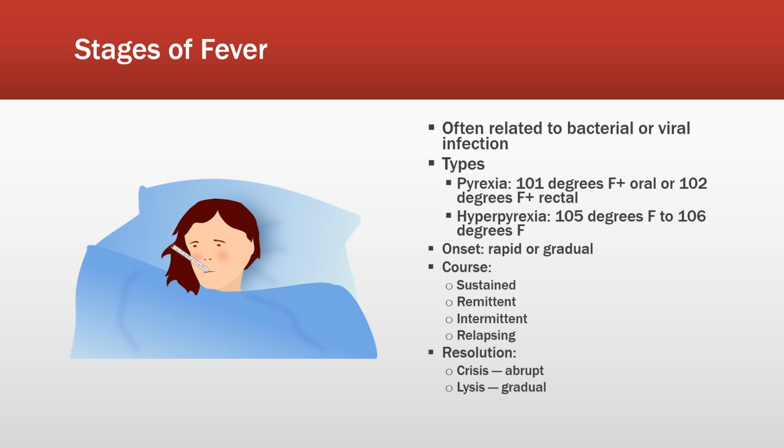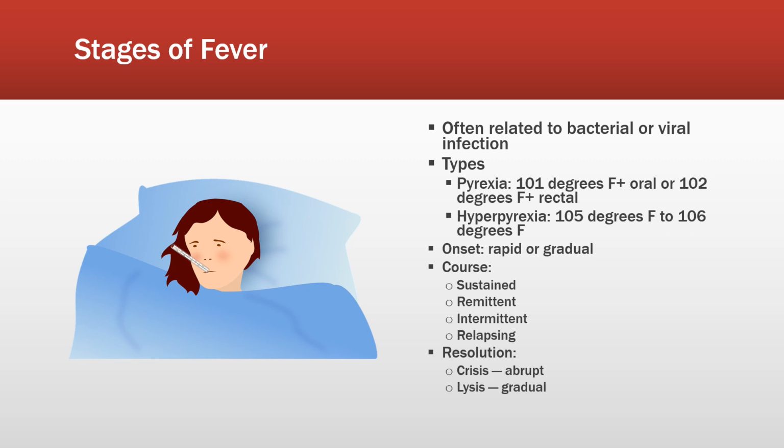Now we have a better classification of the different types. Pyrexia is a temperature of 101 degrees oral or 102 degrees rectal. So when we're getting to 102 degrees core body temp, they are pyrexic. Hyperpyrexia is when you have an oral temp of 105 or a rectal of 106. That is hyperpyrexia. So it's a much higher fever, and we have to be concerned. The onset could come on rapid or it could be gradual.